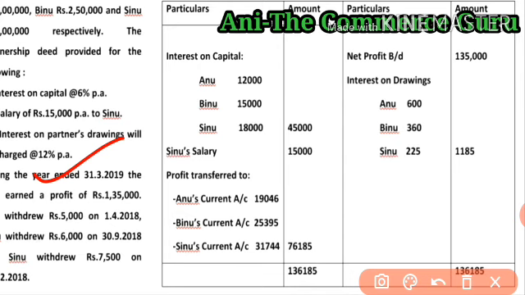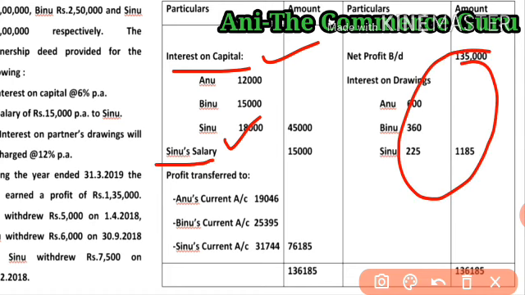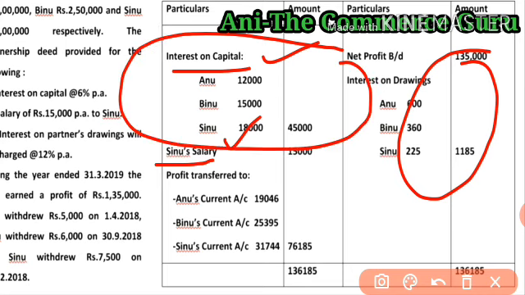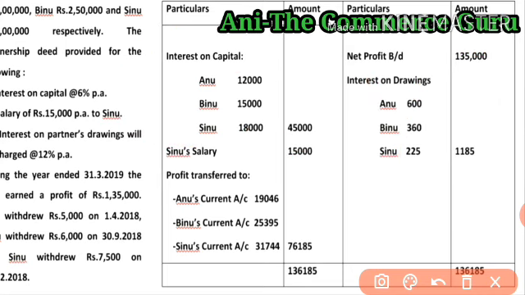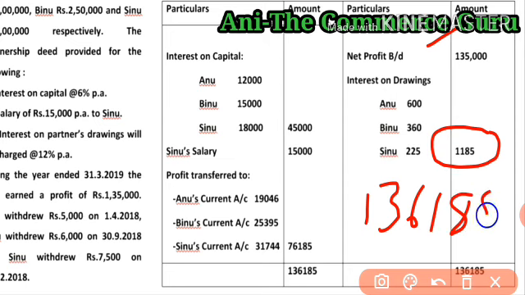So only these two appropriations of profit, that is interest on capital and salary. That means on the debit side, two items we have recorded. We recorded the appropriation as per the question. Now it's time for us to balance the account. So we have a net profit of 1,35,000 and interest on drawings of 1,185. So a total of 1,36,185 rupees we have as profit to distribute among the partners.